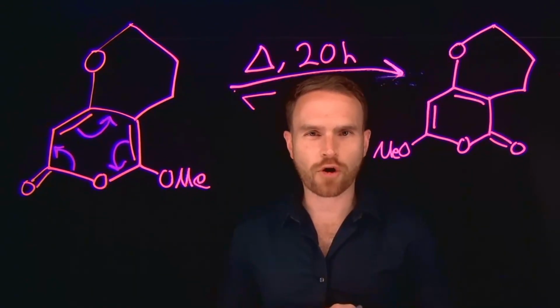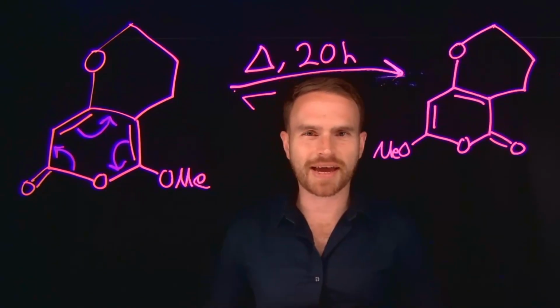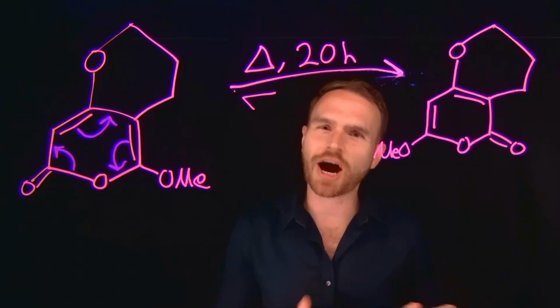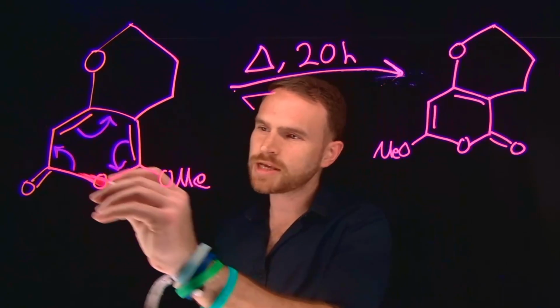Now it's not going to matter for our purposes, but since this was done under heat and it's using 6 electrons, this would be a disrotatory reaction as compared to a conrotatory reaction. And notice this is how we end up opening this ring.